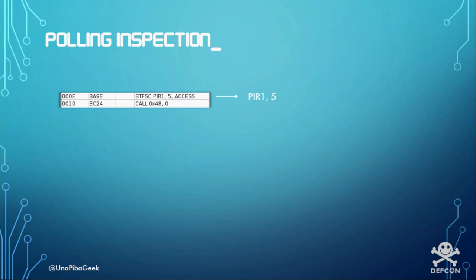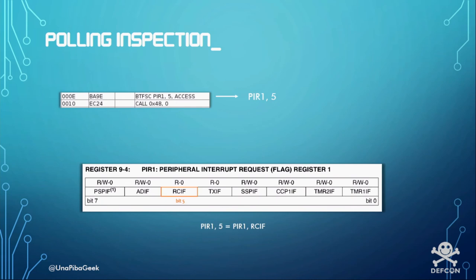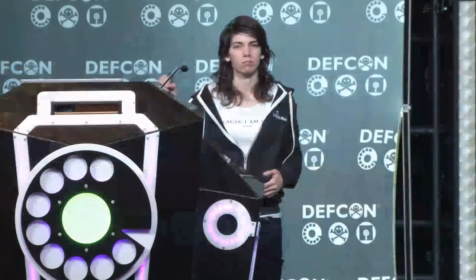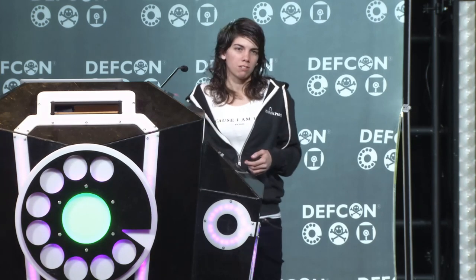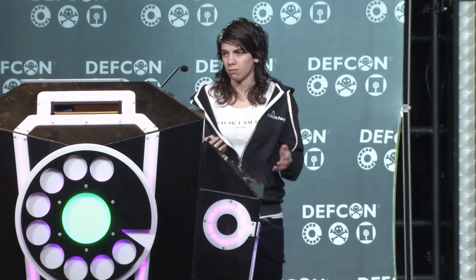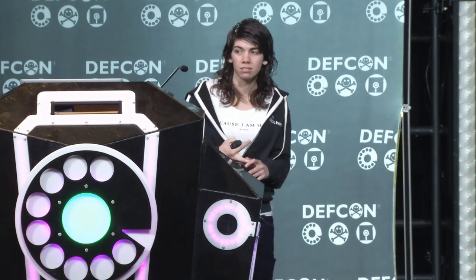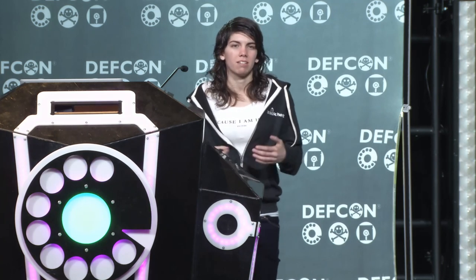If we zoom in on one of the interruption flags, we observe that bit 5 is being tested of the PIR1 register. But what is bit 5? In the data sheet of our target device, we find that bit 5 corresponds to the RC interruption flag. This is used by communication peripherals: when the microcontroller receives data from any communication protocol, it will trigger an interruption that will set this specific flag to 1. In the polling process, if this flag is 1, the call will be executed, jumping to a subroutine located in this case at the address 48. Such a subroutine will do something with the data received by this peripheral.